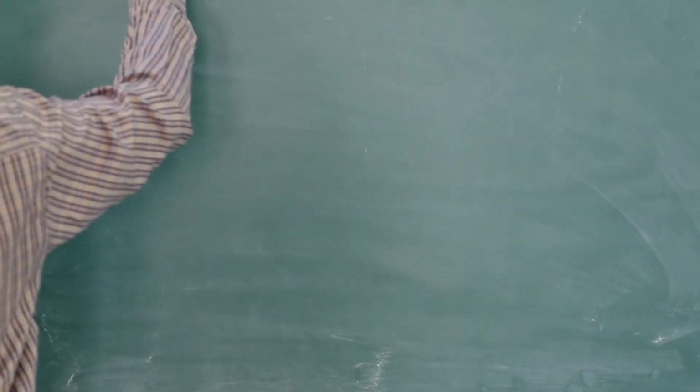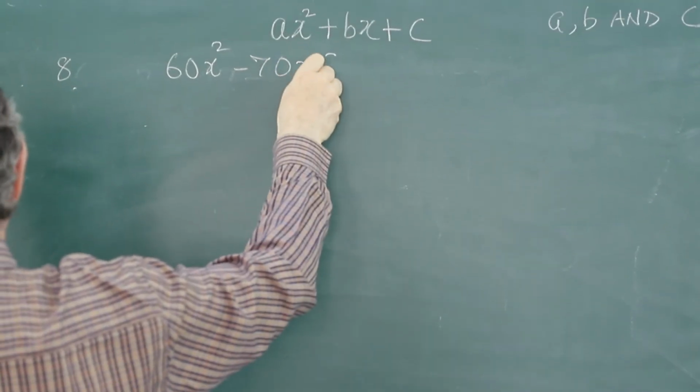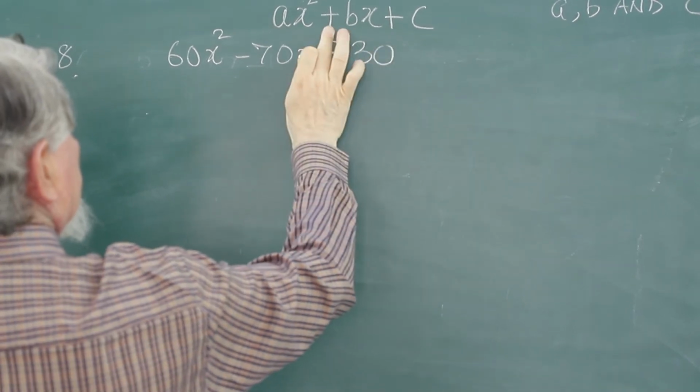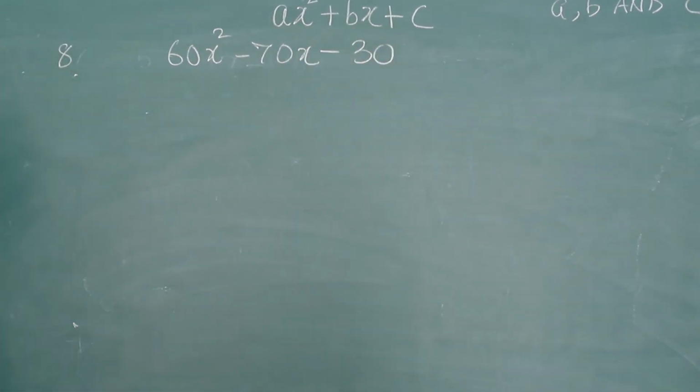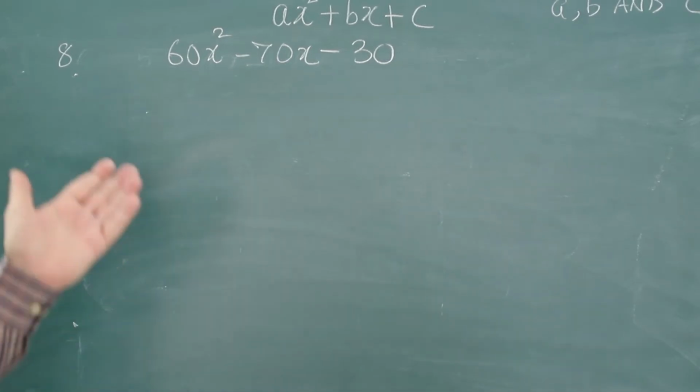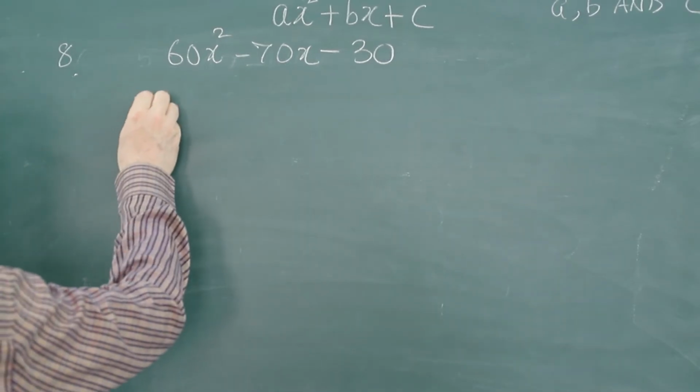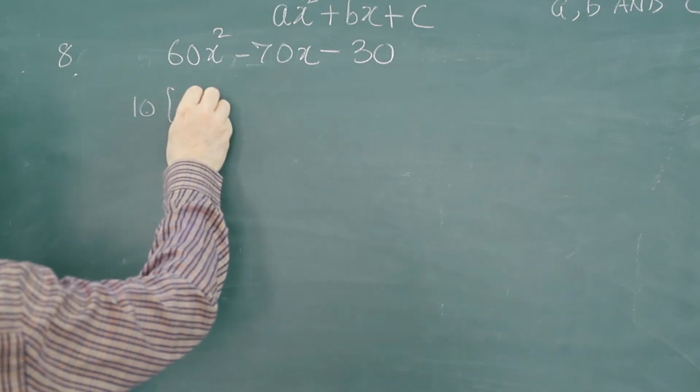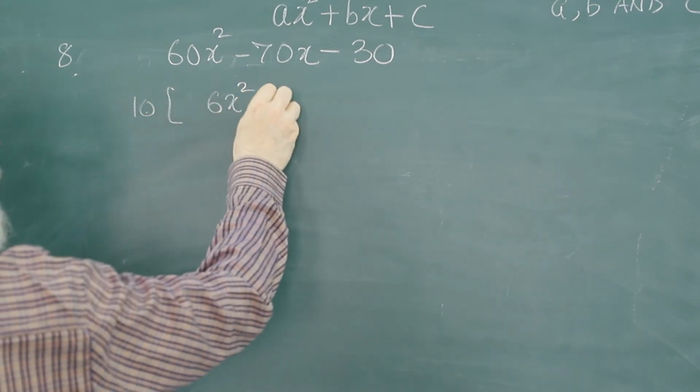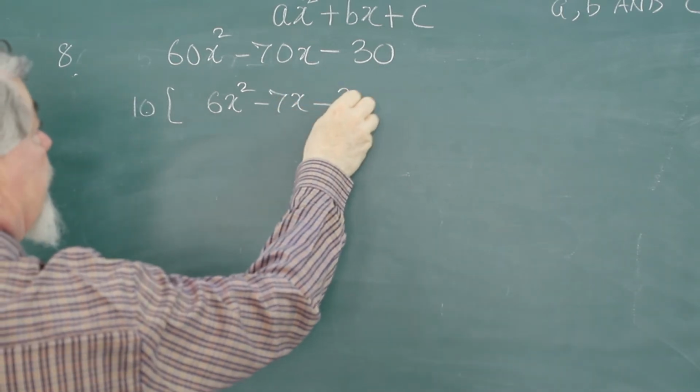60x² - 70x - 30. In factorization, the first thing we told you was to look at what is common. In this, I can see clearly that 60, 70 and 30 are all multiples of 10. So I can take 10 common, and it will become 6x² - 7x - 3.